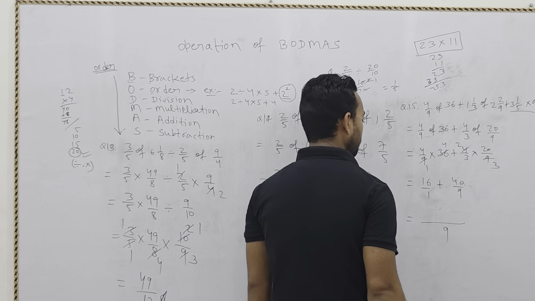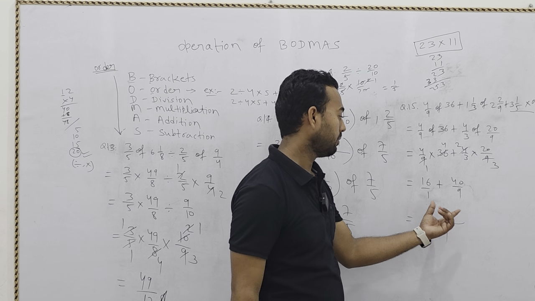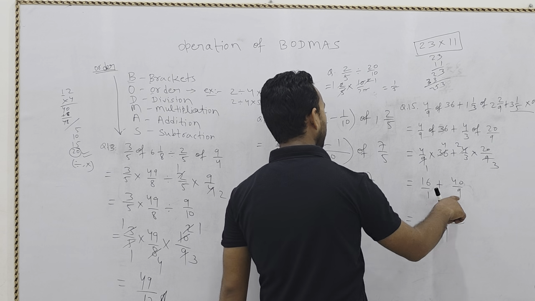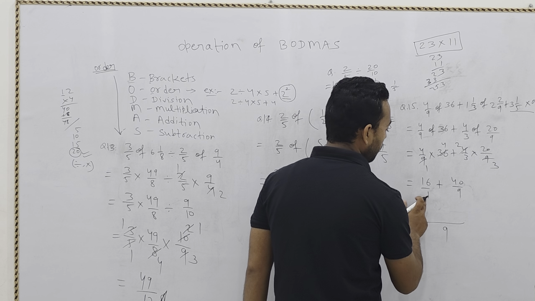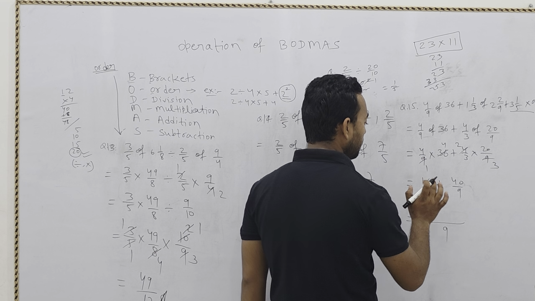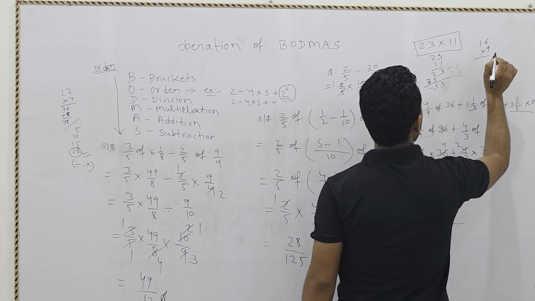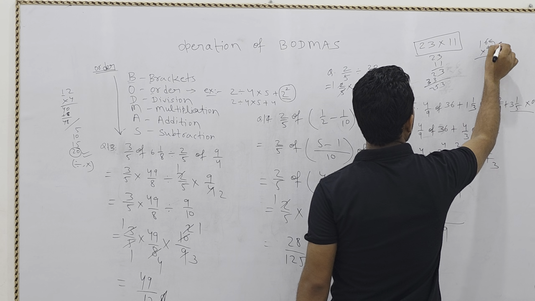LCM we will take 9. I told you how to take LCM. Whichever is larger, we will take that one, and here larger is 9, so 9 will be the LCM. In the table of 1, 9 times 9, multiply this. So here 9 multiply this. I told you how to multiply, not simply this multiply this.